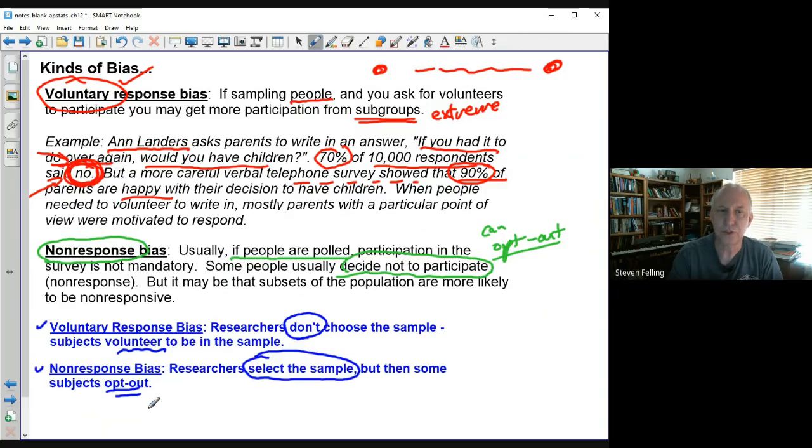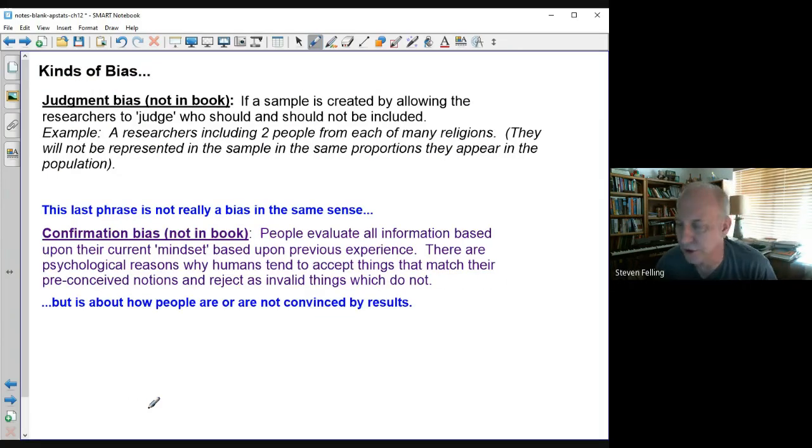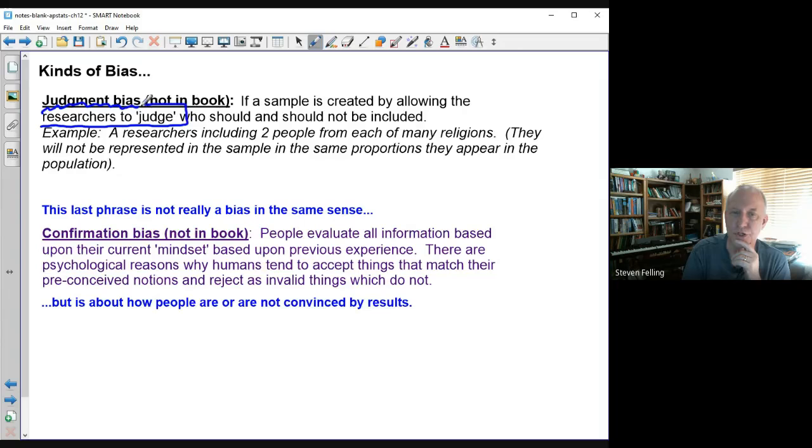Okay. All right, and then there's a couple of other ones that are not in our textbook, but they get mentioned, so I'm going to raise them as well. Occasionally, I've seen the phrase judgment bias come up. What judgment bias is, is if a sample is created by allowing the researchers to judge who should be in the sample. So let's say that you want to collect a random sample of people who shop at the Chandler Fashion Mall, right? If researchers go there and they just look at the people and go, you know what, I think that person and that person and that person should be in the sample, they're picking based on their own judgment, then that's called judgment bias, right?